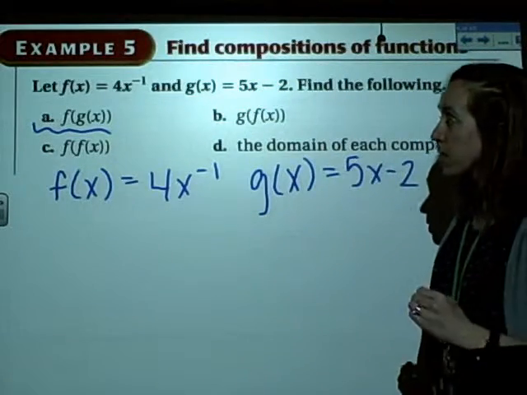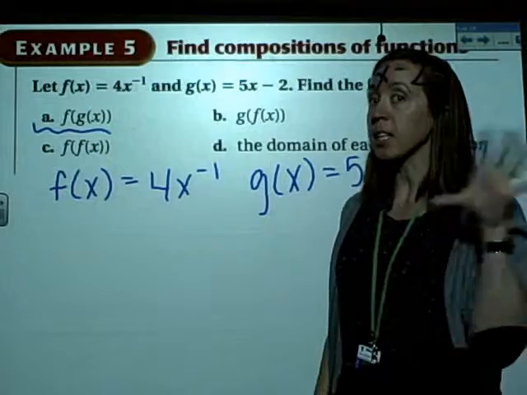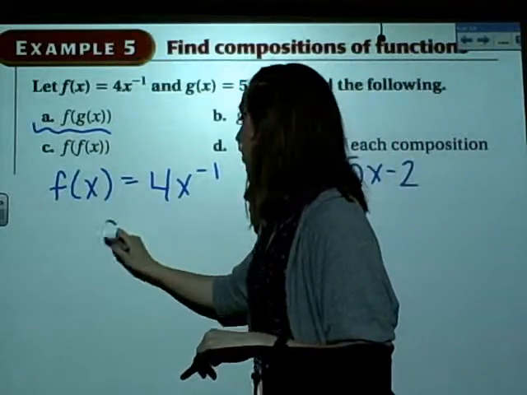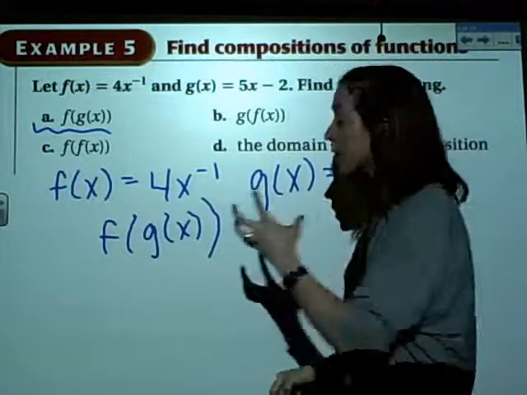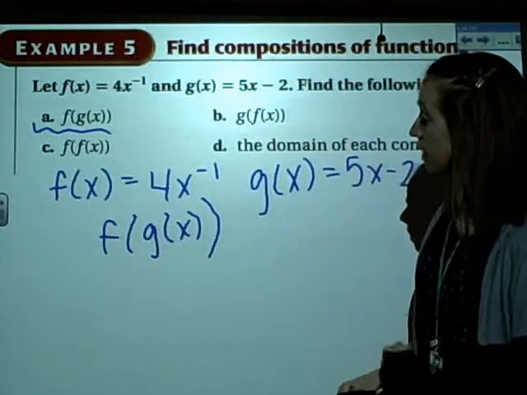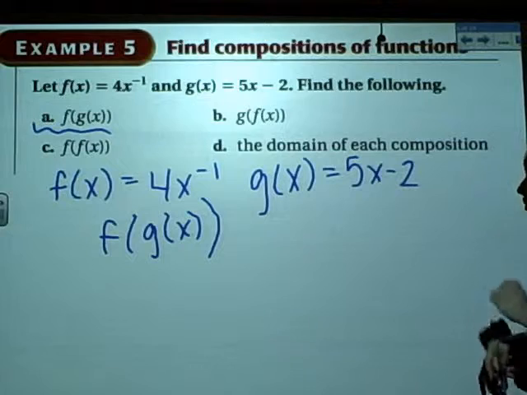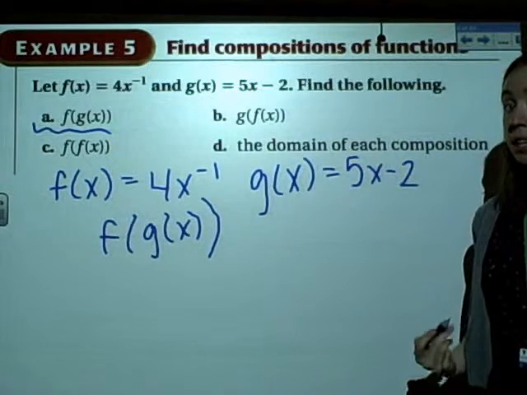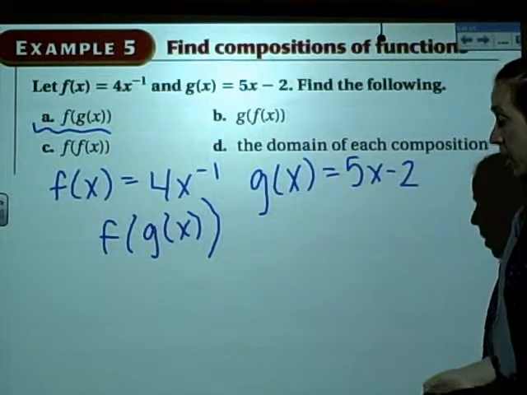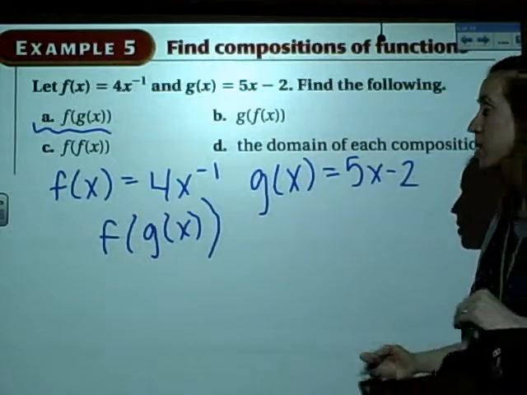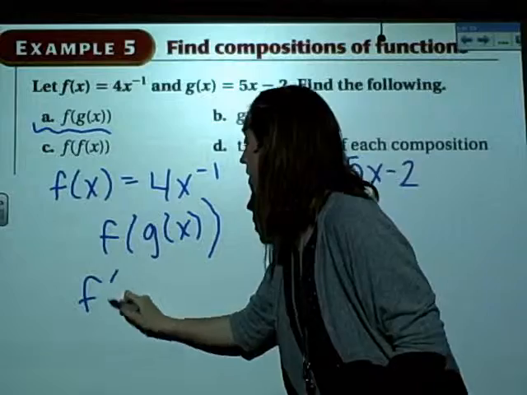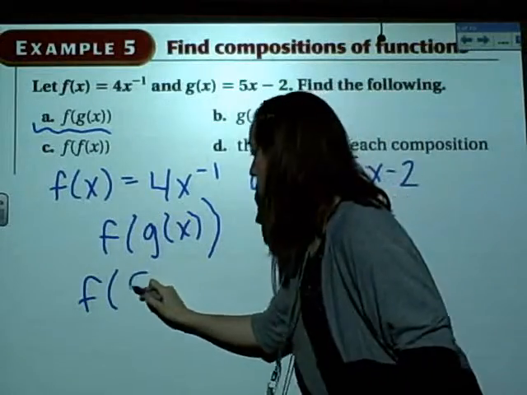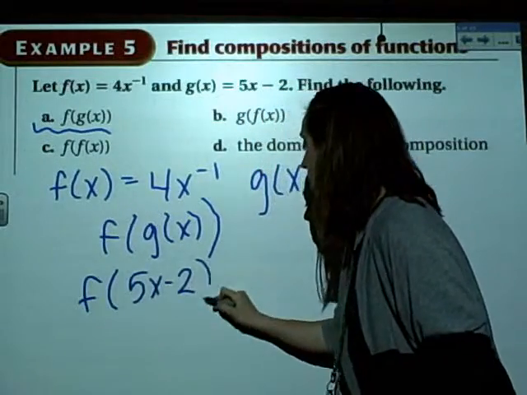So what this one wants me to do is we're going to use the same idea as before. It wants me to find f of g of x. And again, I'm going to focus on the middle. G of x is 5x minus 2. I don't have a value for it, but it's totally fine. What I'm going to do to help this make sense is I'm going to replace g of x with the actual function, 5x minus 2.